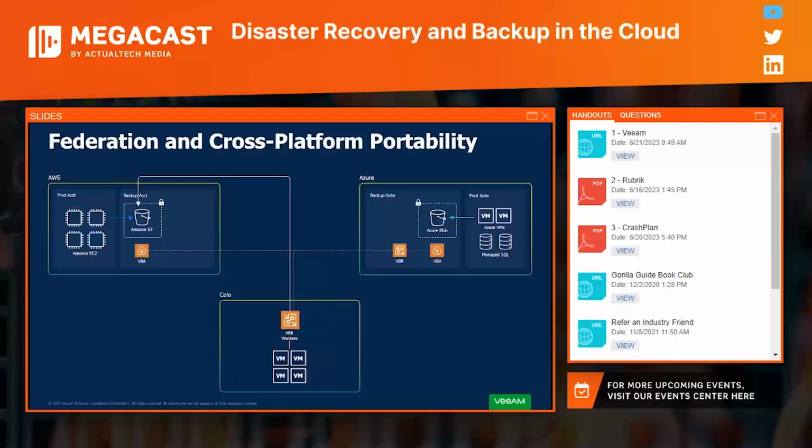But what's really interesting is the cross-platform portability of this, and it's going to start to look a little bit confusing. What they are doing is taking copies of those backups that live in their Amazon S3 buckets and putting them in Blob. And the ones that are of their Azure VMs are being, yes, backed up to Azure Blob, but then also over to AWS. And what's really, really important for this is it's helping them adhere to the 3-2-1 rule.